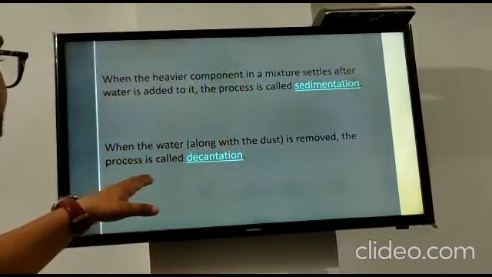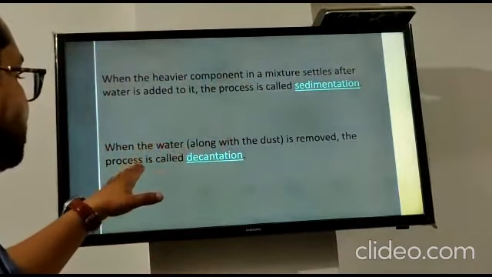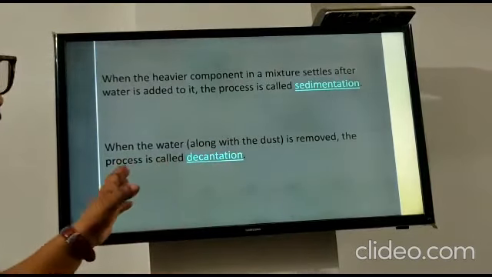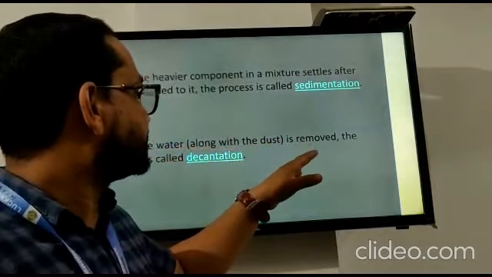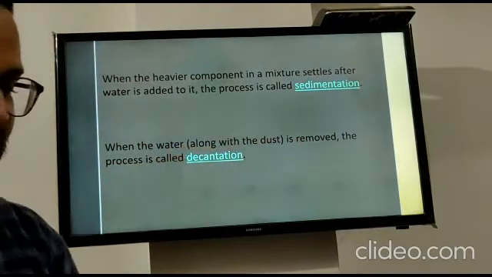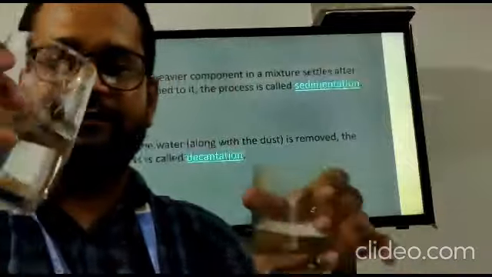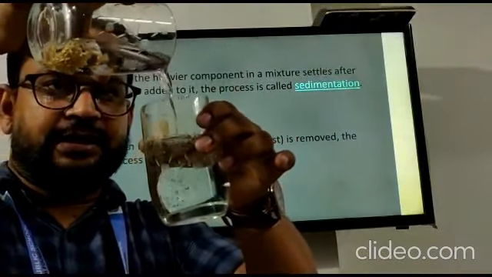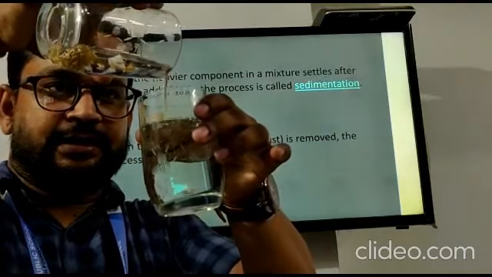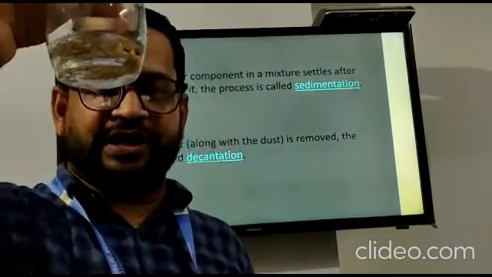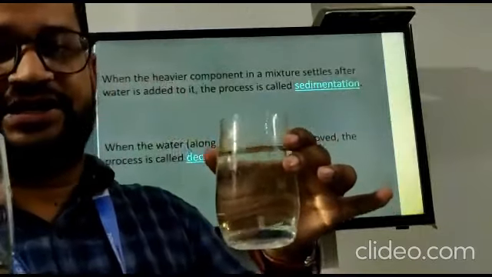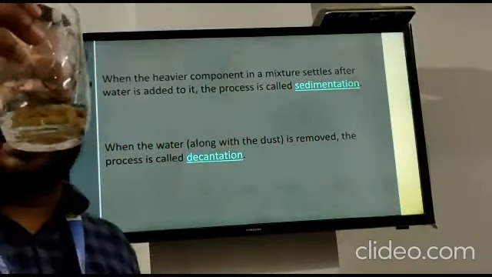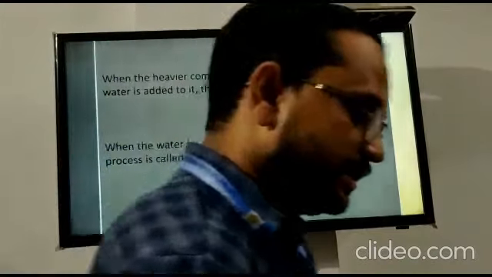Okay. And decantation, what is decantation? When the water along with the dust is removed, that process is called decantation. You can see when we remove the water, that is the impurities, that process is called decantation. Clear everyone? When we remove the water from the impurities, that process is called decantation. Clear?